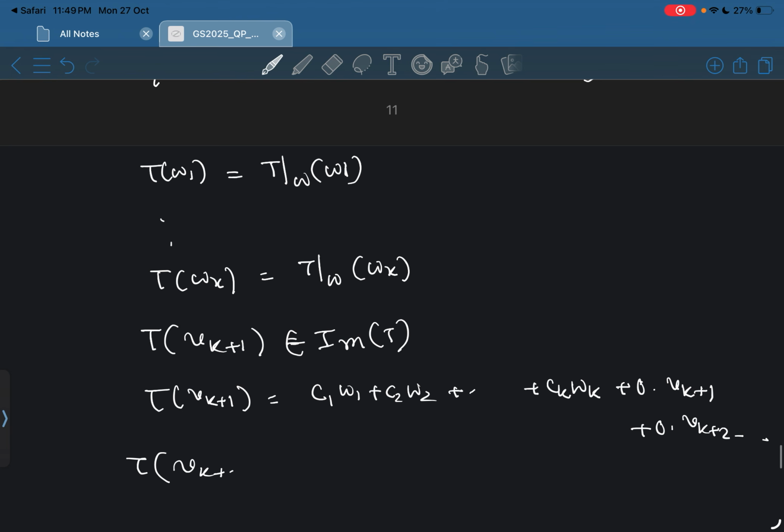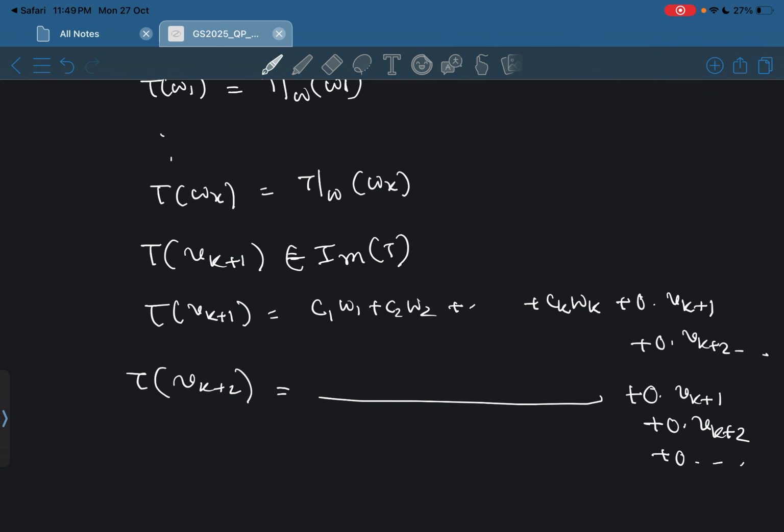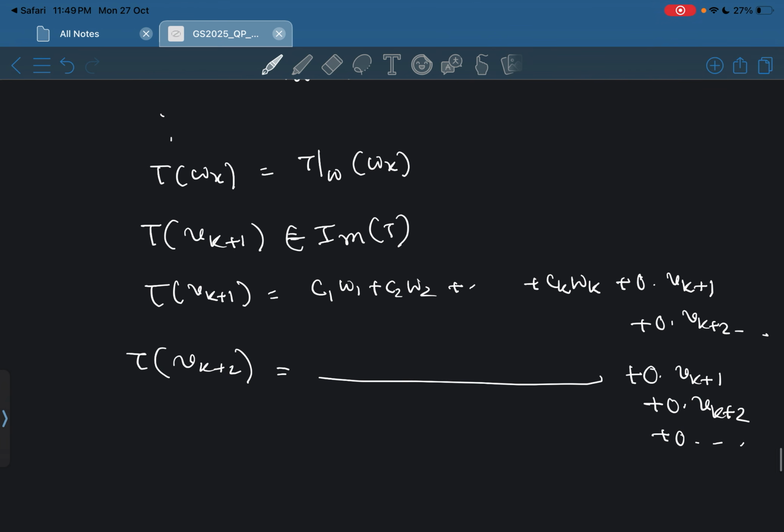Similarly, T of Vk plus 2 is inside the image, so it can be written as a linear combination of the W's plus 0 times Vk plus 1 plus 0 times Vk plus 2 plus 0 times all these things, because these parts are not in the image. This is already in the image, so it can be written using the basis elements of the image, and W1 to Wk forms a basis of the image. Any vector in the image can be uniquely expressed in terms of the basis elements, so for the extra vectors, the coefficient must be 0. This is the idea.